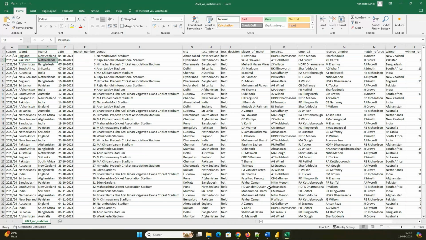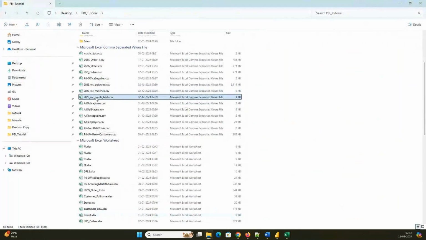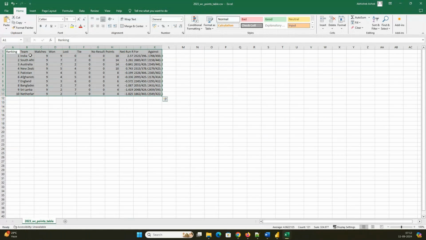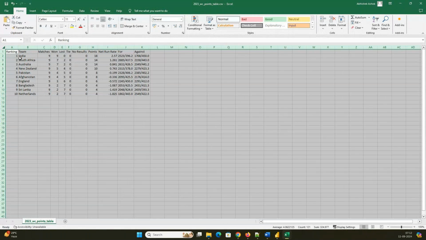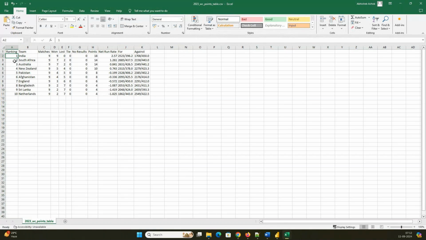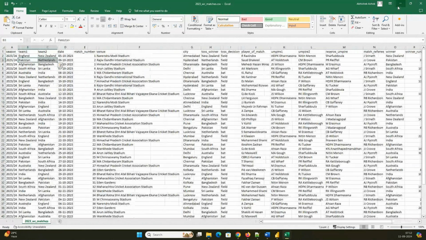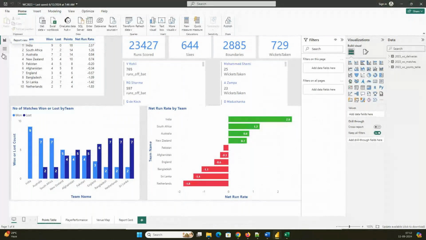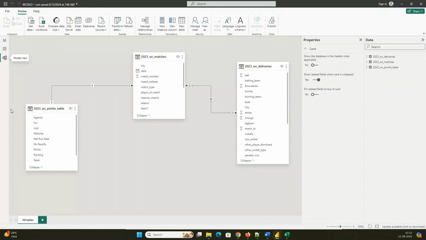Okay. And in a similar way, I have one more table, which is called the points table file. Now if you see here, I have the rank of a team, number of matches won, lost, number of points, net run rate, for and against. You can keep that aside for a moment. All these three data sets I am bringing into my Power BI. As I've shown you here in the model view, I have brought all three data sets here.